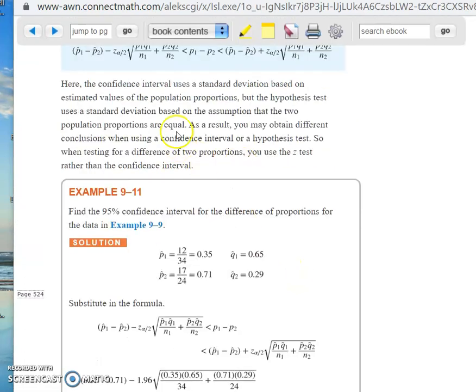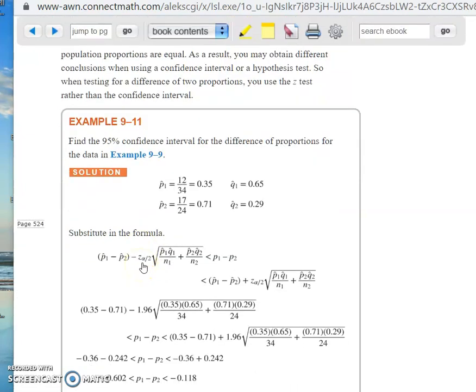Okay, he explains here why sometimes you'll get a different answer. Take a look at this. So you're going to sometimes get a different answer, but that's not the end of the world, as long as you explain what you're doing, if you're writing a paper or what have you. Okay, so let's do one quick example here, the 95% confidence interval.